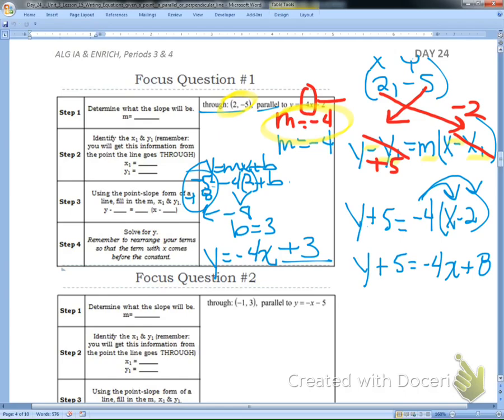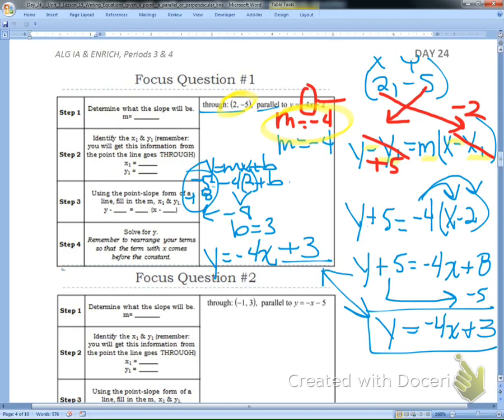You're trying to get that y all by itself. So you bring that over as a negative 5. So your equation is y is equal to negative 4x plus 3. And that's what we were trying to get to, that slope-intercept form of a line. So we're done.